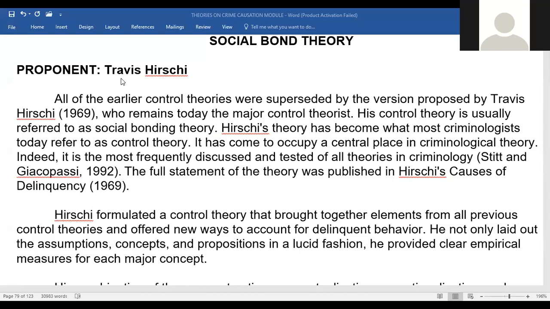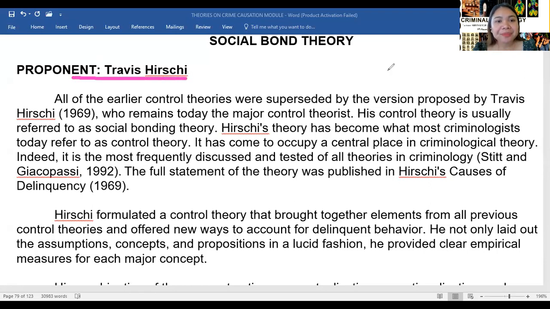Okay. So class, we have here Travis Hirschi as the proponent. The title of this theory is social bond. So this is our third goal to discuss now, under social control theories. But the title of this theory, class, is social bond. This is social bond proper.